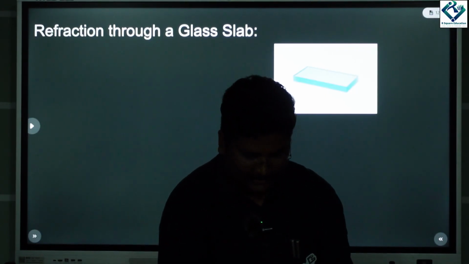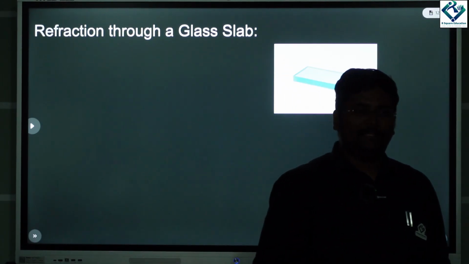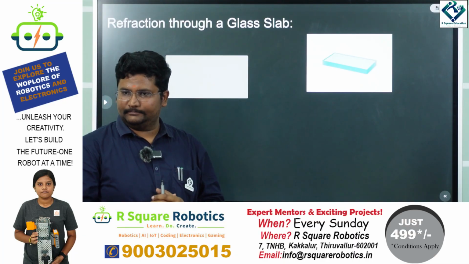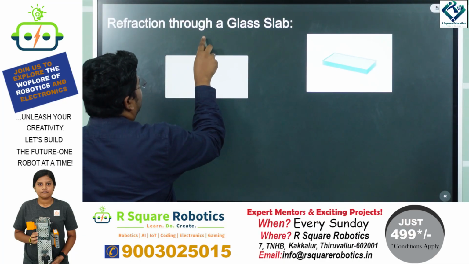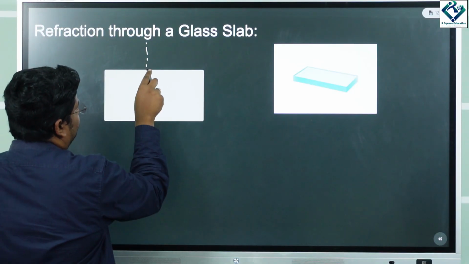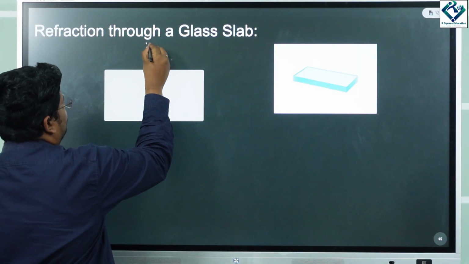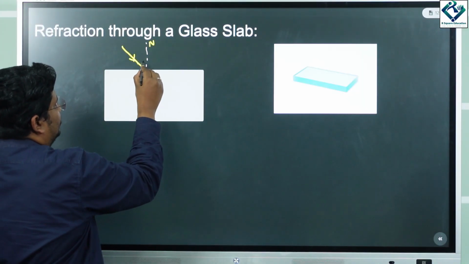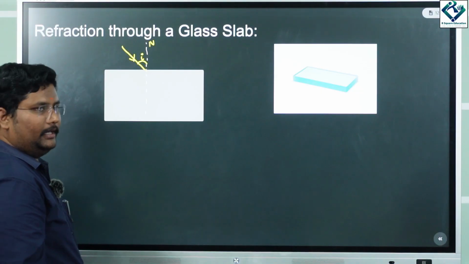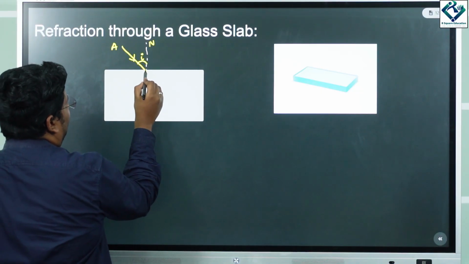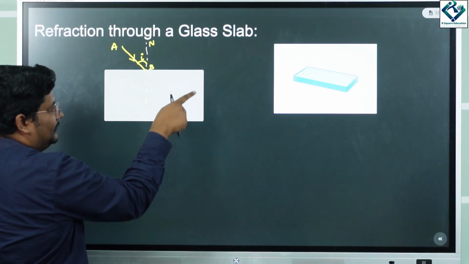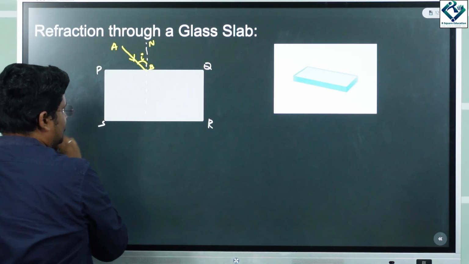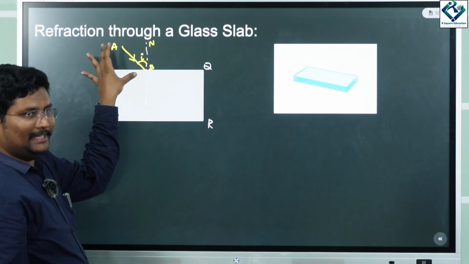Okay, but now what is the case is how far it is going to be varied with respect to the angle, incident ray and the emergent ray. Consider a glass slab. I'm going to draw the reference lines first. So this is going to be the normal. I'm going to incident a light ray with an angle of incidence i. Let me take this as A and this as B, and the rectangular glass slab has points P, Q, R, S. So AB is going to be the incident ray.